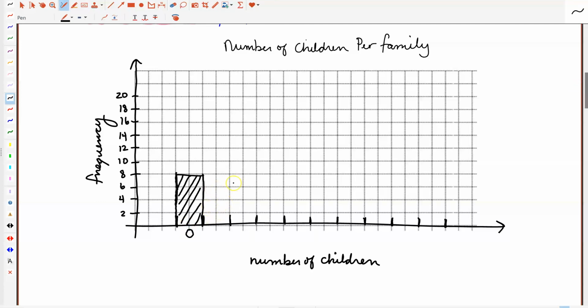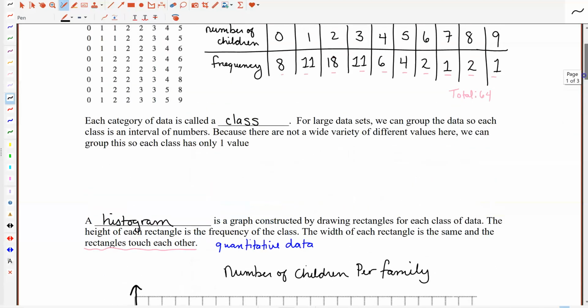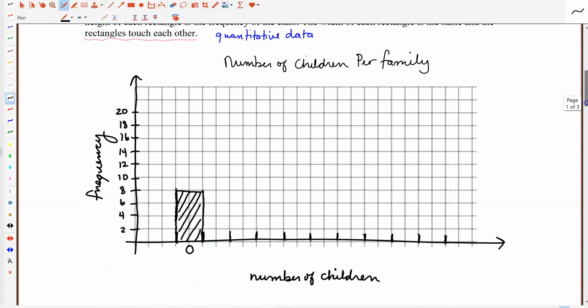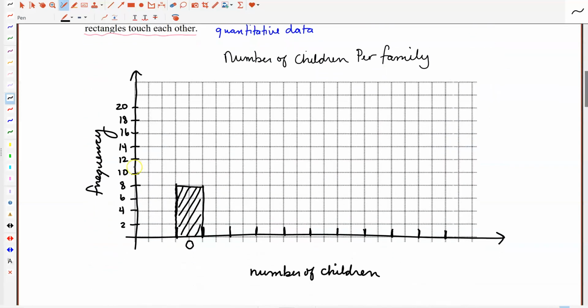So now let's do the class of 1. Coming back up here, the class that has 1 children had a frequency of 11. So I'm going to need to come over here. I'm going to need to estimate where 11 is because I only have tick marks at 10 and 12. So it's going to be about halfway between them. All right, so then I'm going to come down here, and then there's my bar for my 1 children. I'm going to go ahead and label the bar, and then again, I like to shade it in.